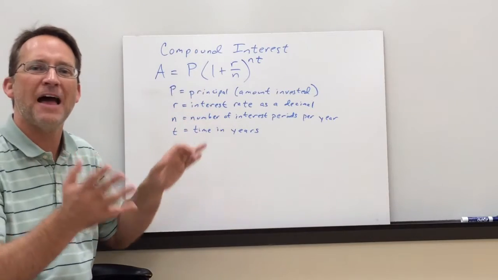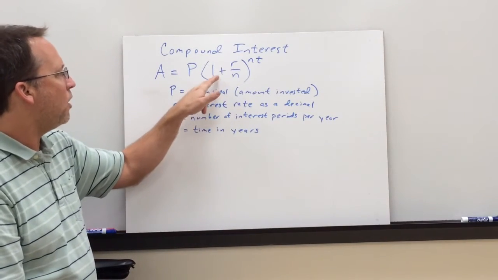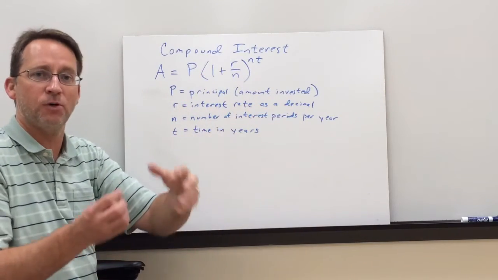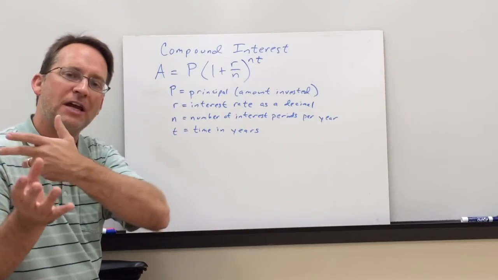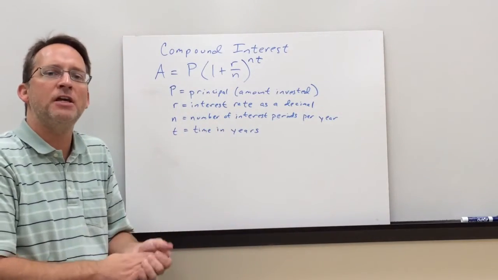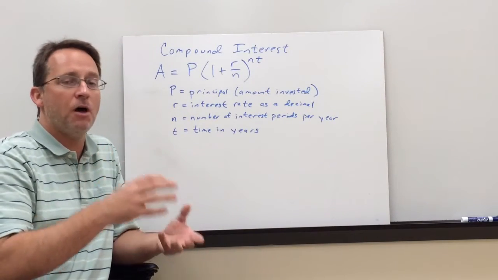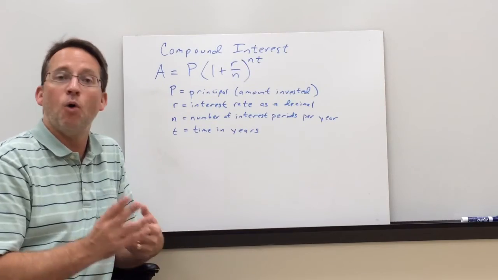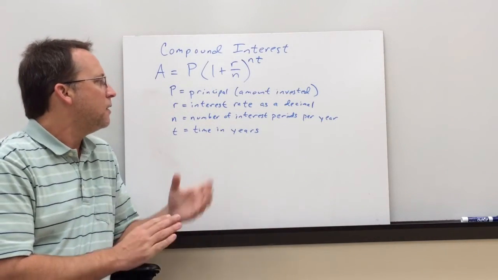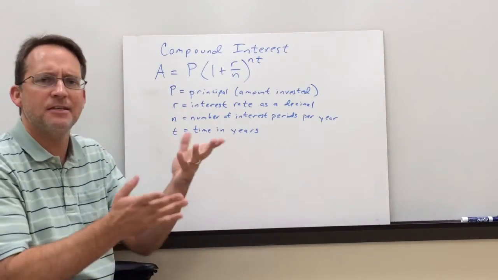Notice it's like the initial value in the problem. Then we've got 1 plus R, which stands for your interest rate, as a decimal. So we're going to take the percent interest rate and change that to a decimal. N is the number of interest periods per year. Different banks will do different things. Some will give you interest once a month. Some will give you interest only once every 3 months, once a day even. So N is how many interest periods you get every year. And then T is the time in years.